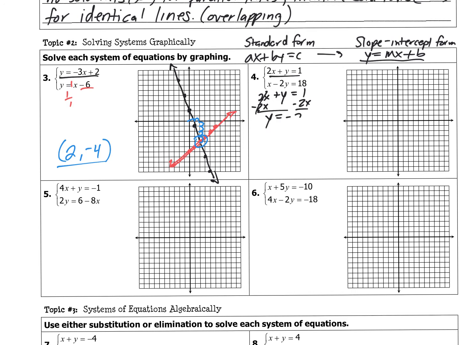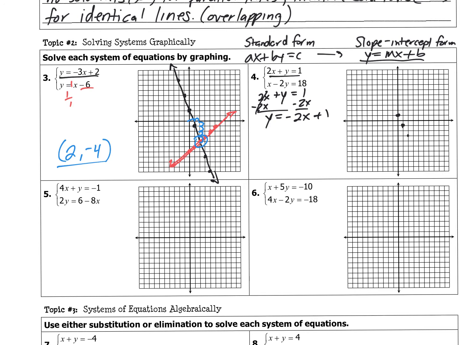y equals -2x plus 1, because y doesn't have a coefficient in this equation, so I don't have to divide by the coefficient of y. And I can go ahead and graph this. Start at 1 on the y-axis, and the slope is -2. That's down 2, right 1.